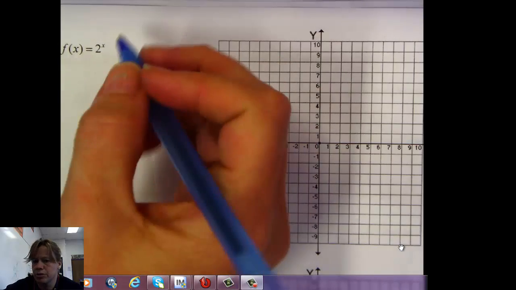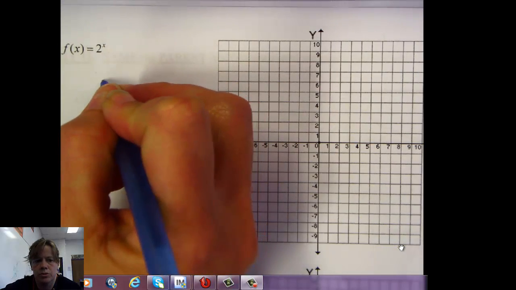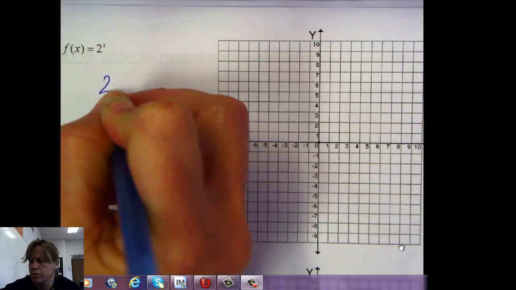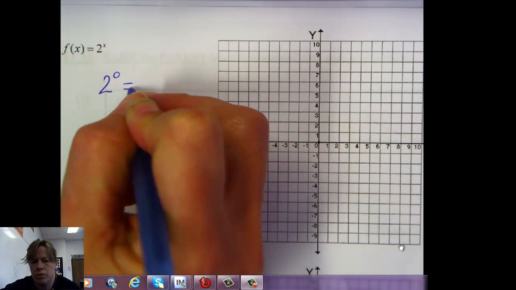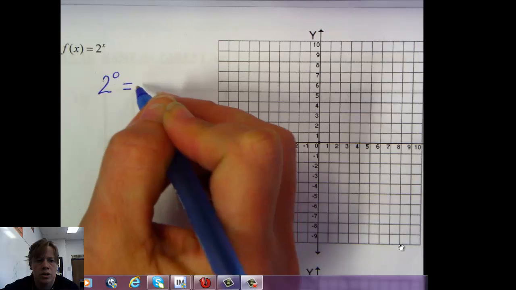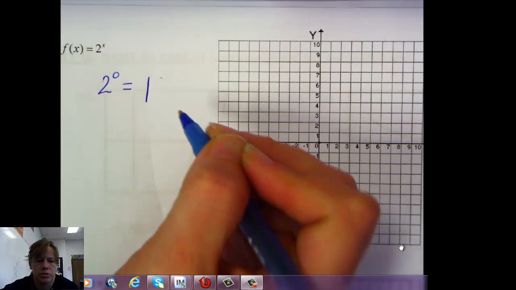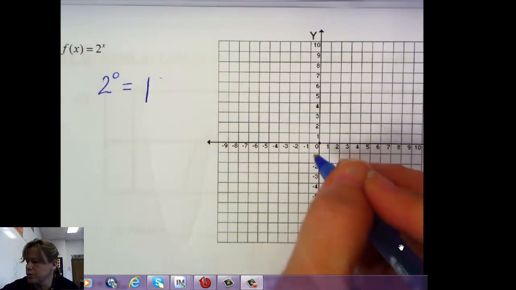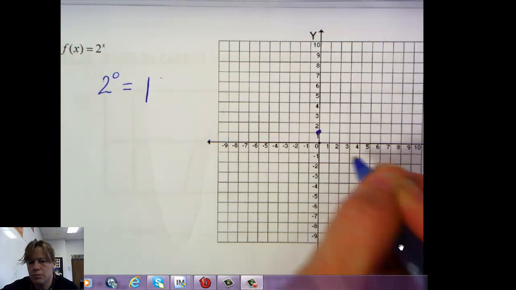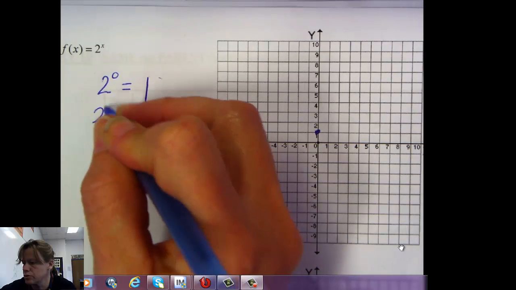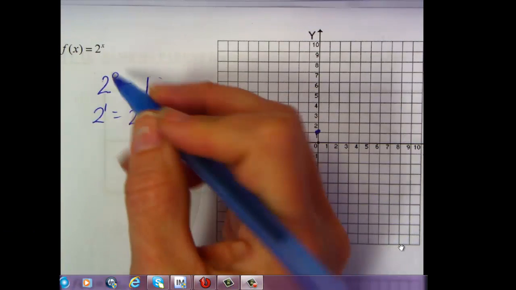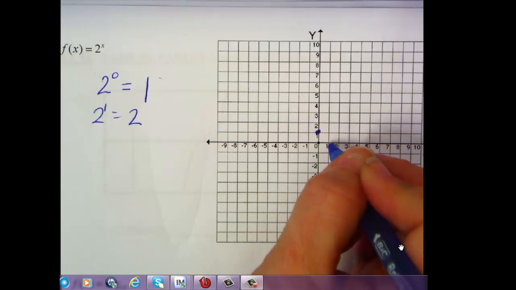So what I would do is think about numbers. 2 to the 0, say. We've been starting with 0 when we've been talking about any of our parents. Well, any number to the 0 power is 1. And if you forget that, you can just grab your Inspire and look at a scratch pad. So I'm going to plot the point 0, 1. Let's think about 2 to the first. 2 to the first is 2. So when x is 1, y is 2. Plot that point.